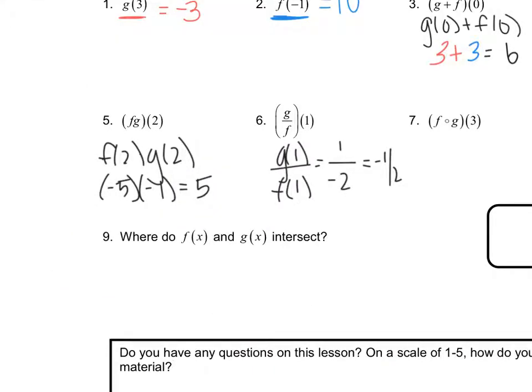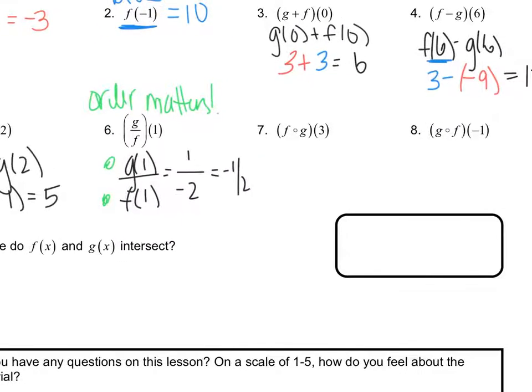Okay, here's what you guys should have gotten. Go ahead and take a moment, talk with your group if you didn't get this to figure out the answers. But be careful in number 5, the double negative becomes a positive. And in number 6, order matters with division. You had to make sure that you did g of x over f of x, and that gives you -1/2.